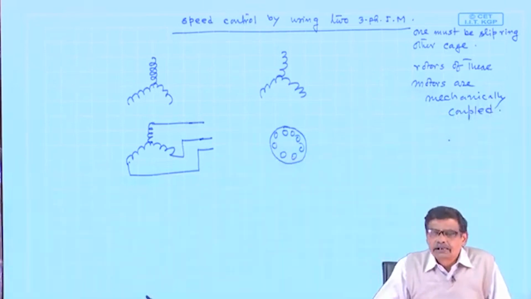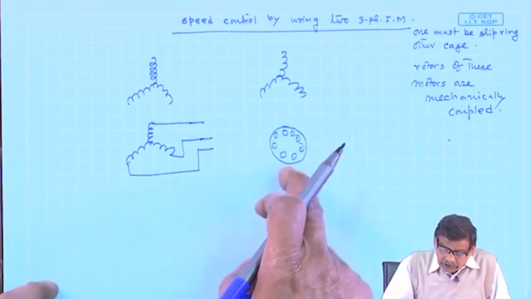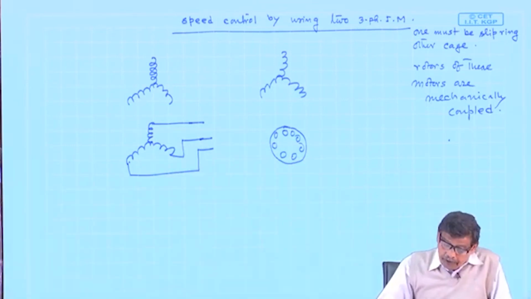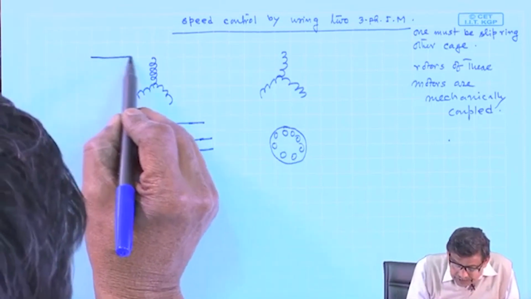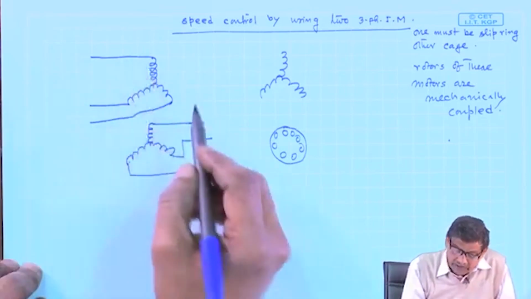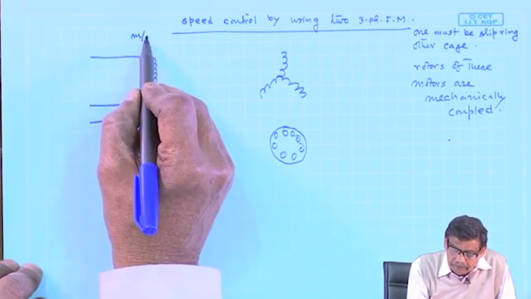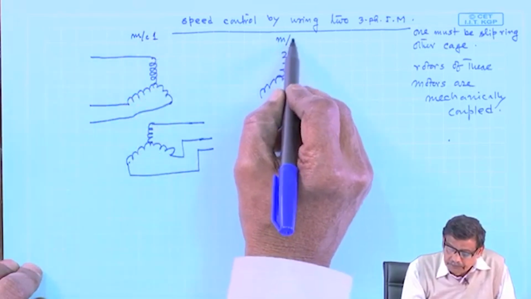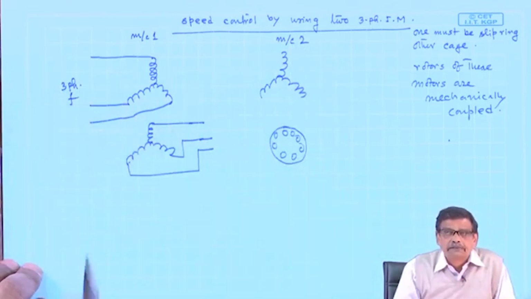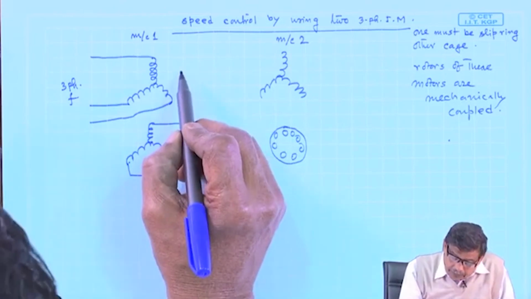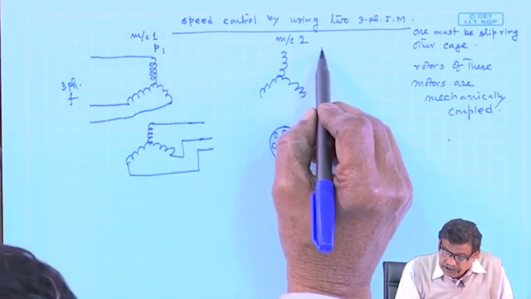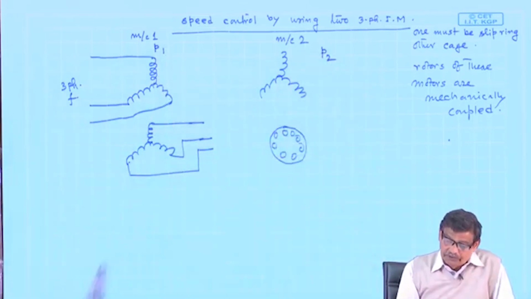Which means that the rotor can only rotate at the same speed for both motors if they are mechanically coupled. Now, the idea is very interesting. You take the first machine, machine 1, and this is machine 2. The first machine you supply with rated voltage and rated frequency. Suppose the number of poles of this machine is P1, and the number of poles of the second machine must be different, P2.